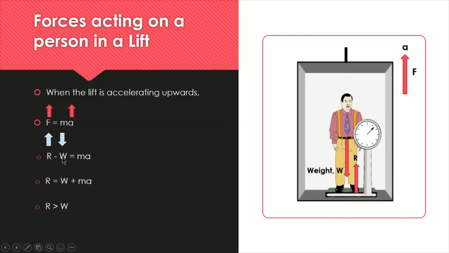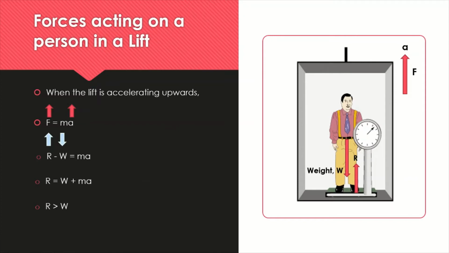So from here we write the net force as R plus negative W. In other words, R minus W equals ma. By bringing the W over to the right side, we get R equals W plus ma. That means the normal reaction force will be more than our actual weight when the lift is accelerating upwards.